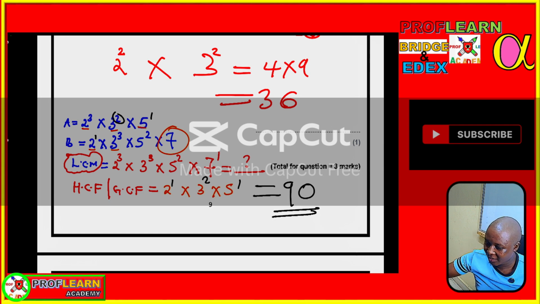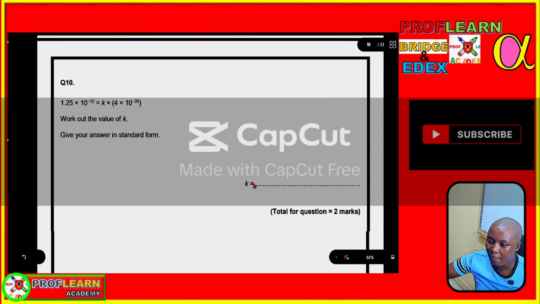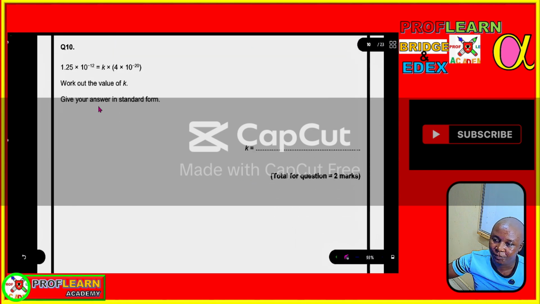All right, moving to the next question. The next question is question 10. We are given this and we are supposed to find the value of k. You are given 1.25 times 10 to the power negative 12, and k is equal to this. How are we going to work our answer and give it in standard form?